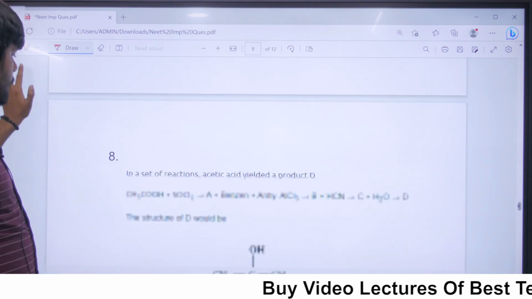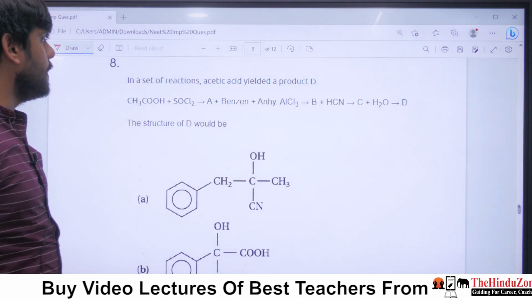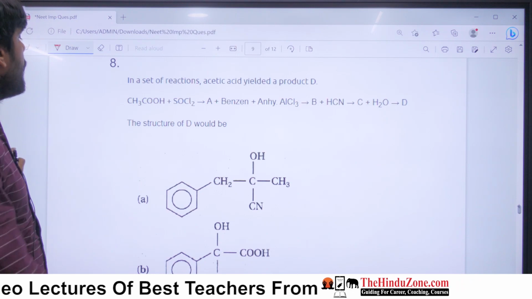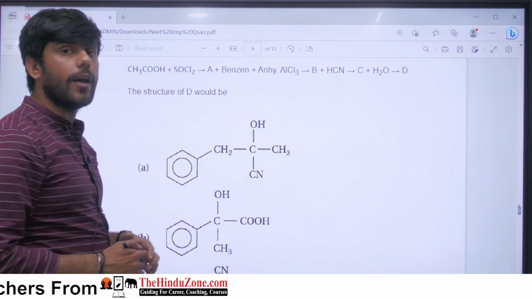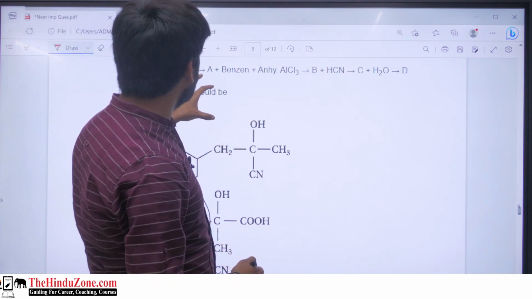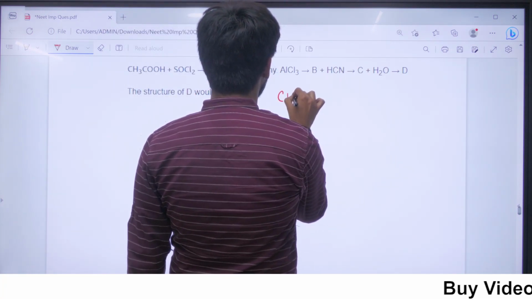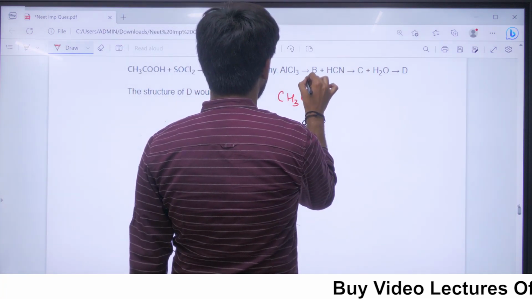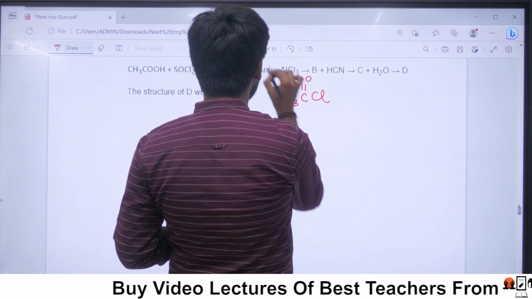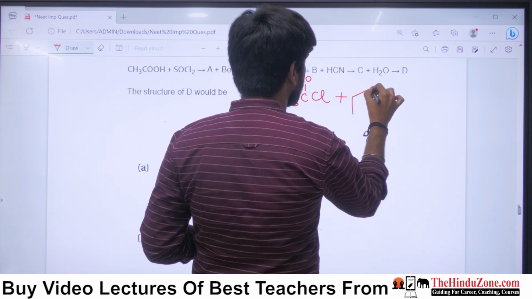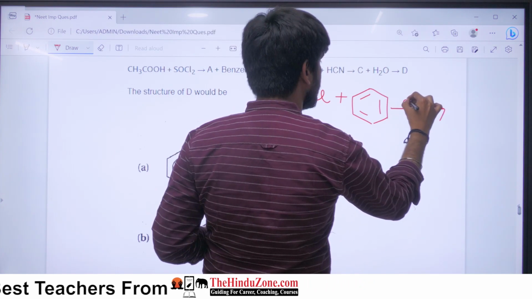So we have already seen it. In a set of reactions, acetic acid yielded a product D. Again a sequence of reactions. We have acetic acid. In the first reaction, it is treated with thionyl chloride. So you know this A will be your acid chloride. This is my A. Now A upon treatment with benzene in the presence of anhydrous AlCl3.